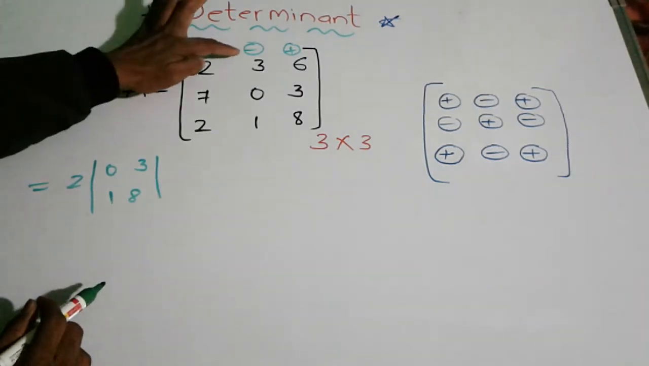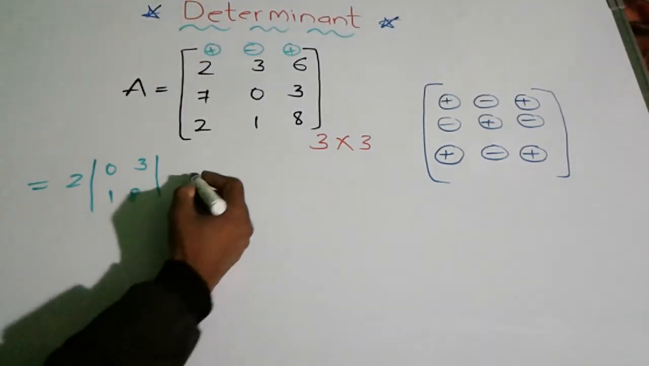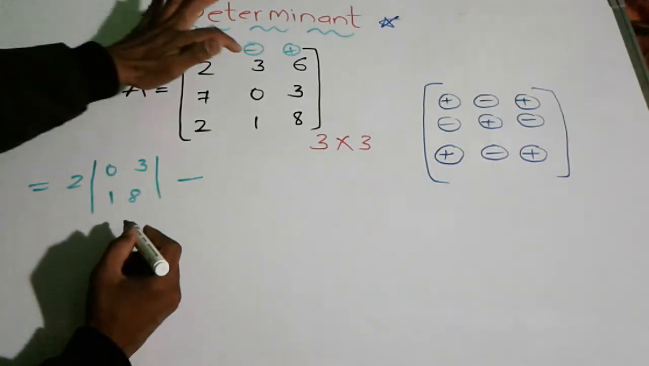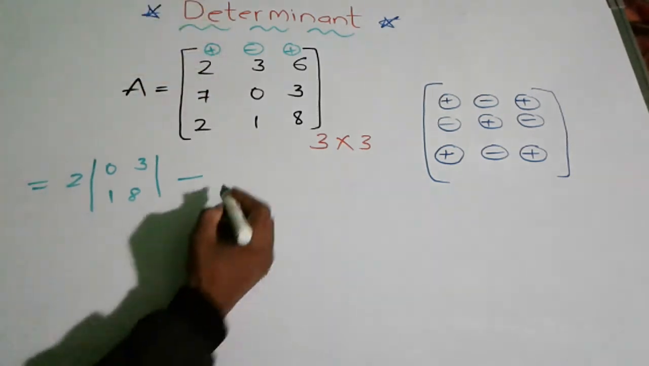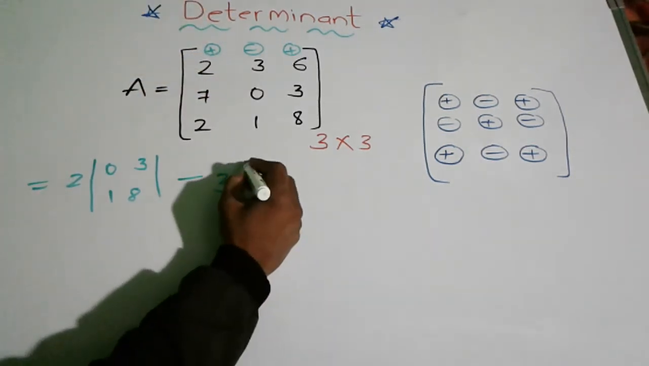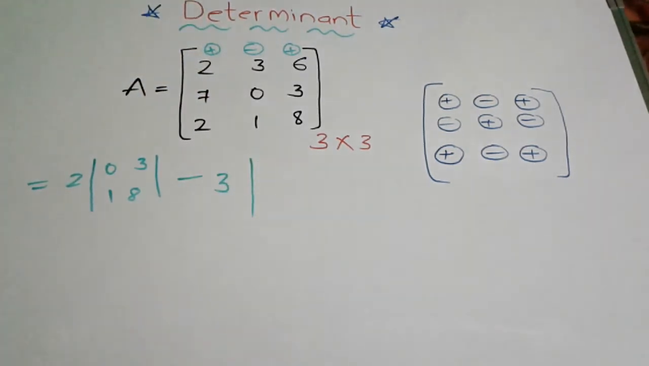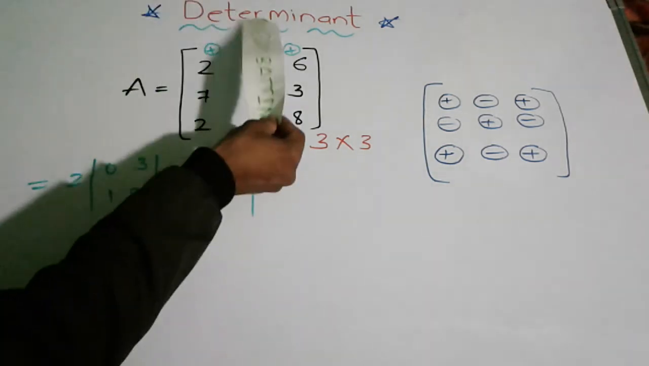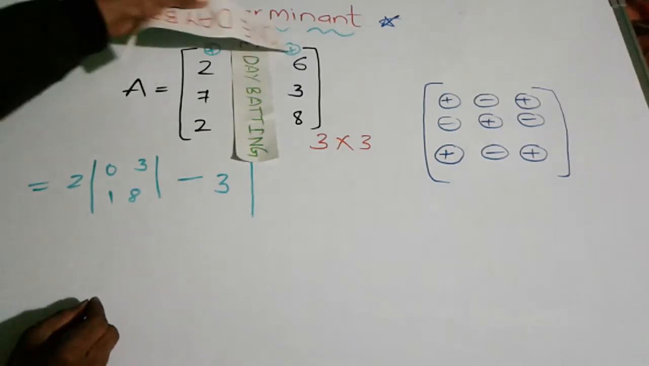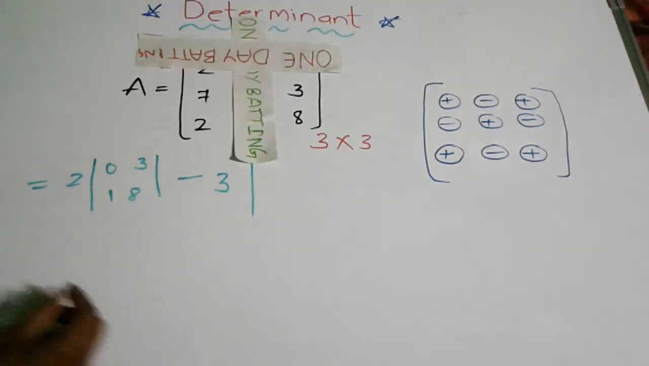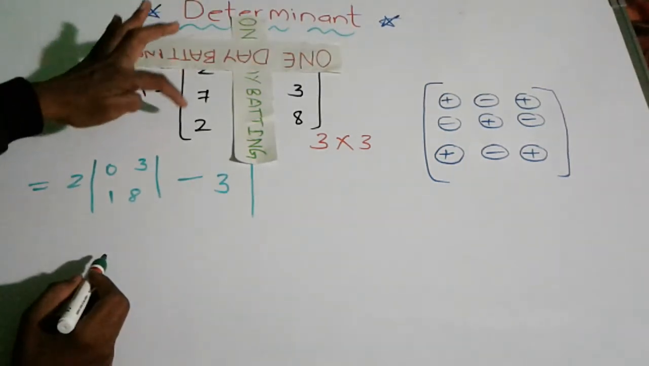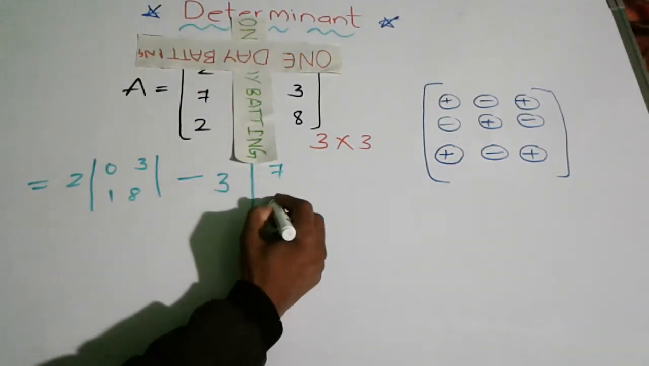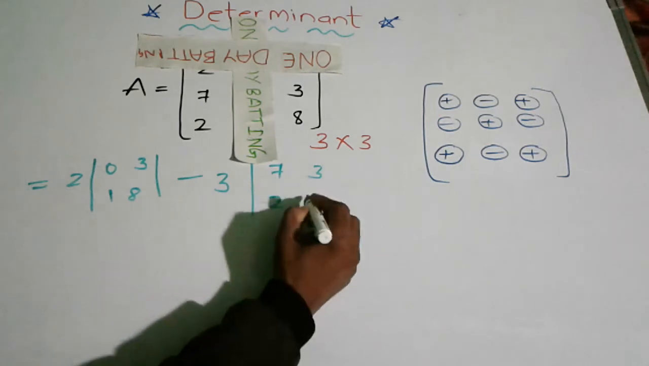Next we have minus, so we take the minus sign here, and then our element here is 3. First we have to hide this column and row elements. Then we get 7, 2, 3, 8. So I'm writing this 7, 2, 3 and 8.